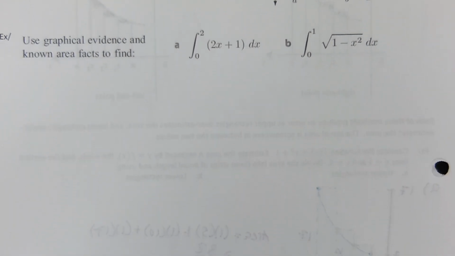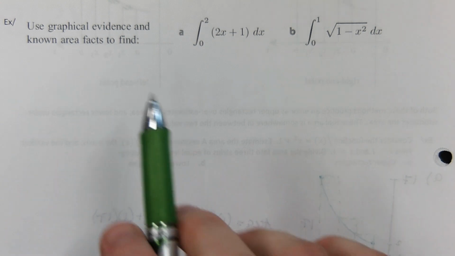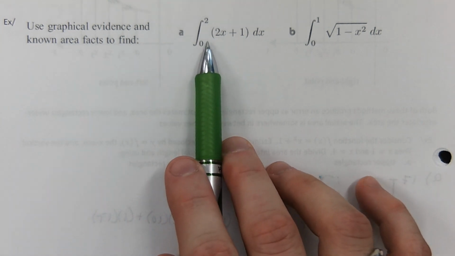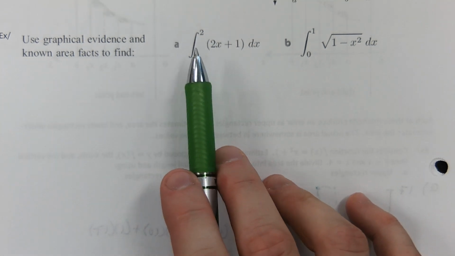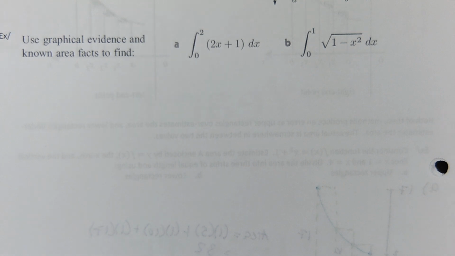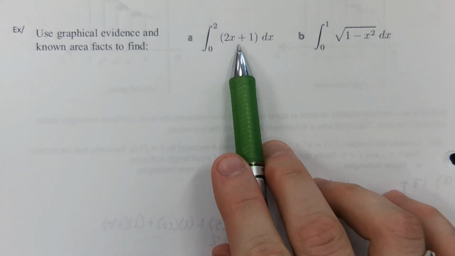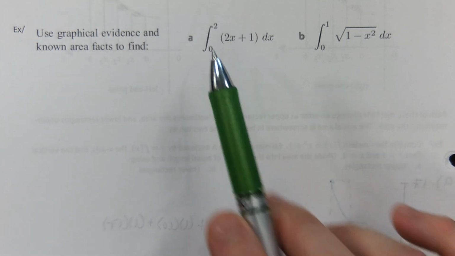But what we do know how to do is use shapes to find areas, like we just used rectangles. Here we're going to use some graphical evidence and known area facts to figure out what the integral from 0 to 2 of 2x plus 1 dx is. This, ladies and gentlemen, is a straight line. Its y-intercept is 1, its slope is 2.